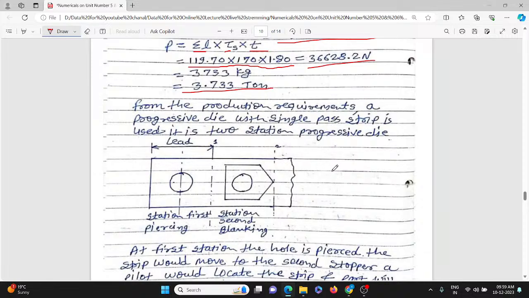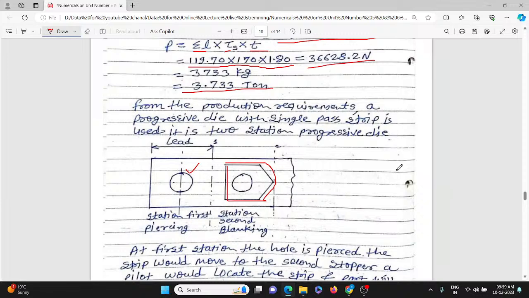So a 2-station progressive die will be used. From the working of the progressive die, in the first station punching will be done, and this particular material will be cut. In the second station, this particular shape will be cut there.